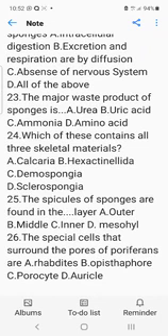Number 24. Which of these contains all three skeletal materials? Is it the Calcarea? Is it the Hexactinellida? Is it the Demospongiae or the Sclerospongiae? It is Sclerospongiae.